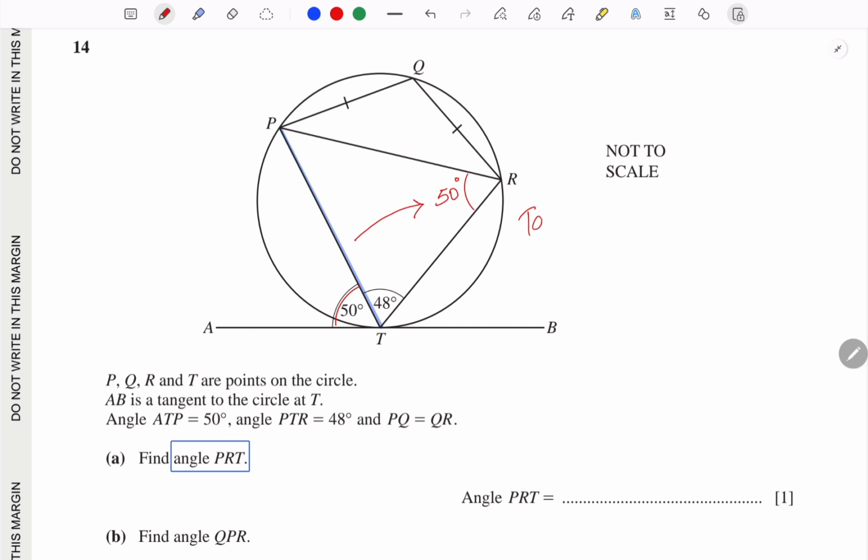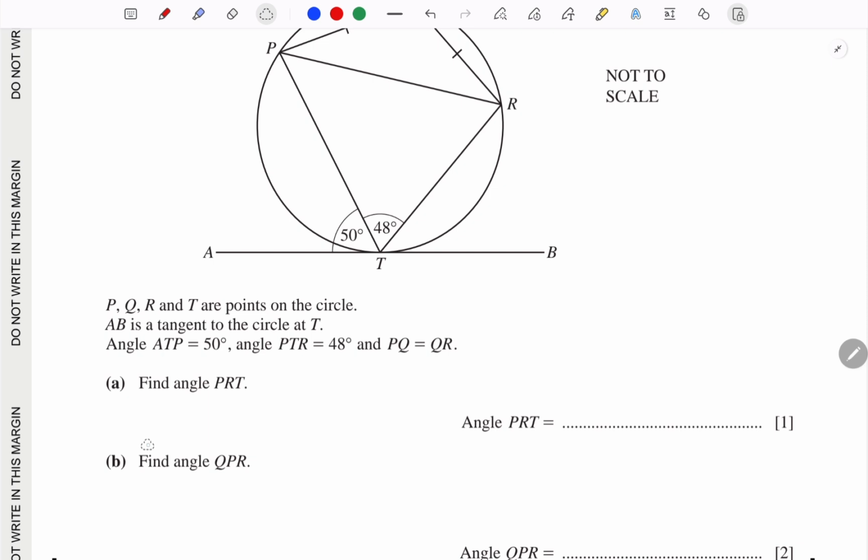We are using the tangent chord theorem, and that is why this angle here will be equal to 50 degrees. So this is the answer for the first part. Now we will solve the second question.